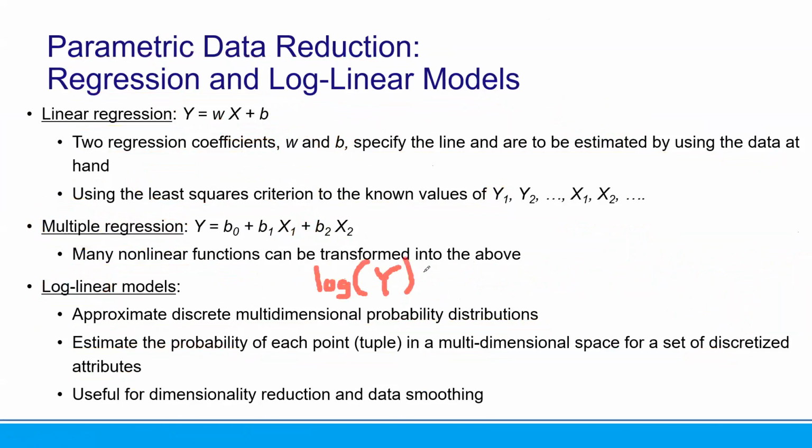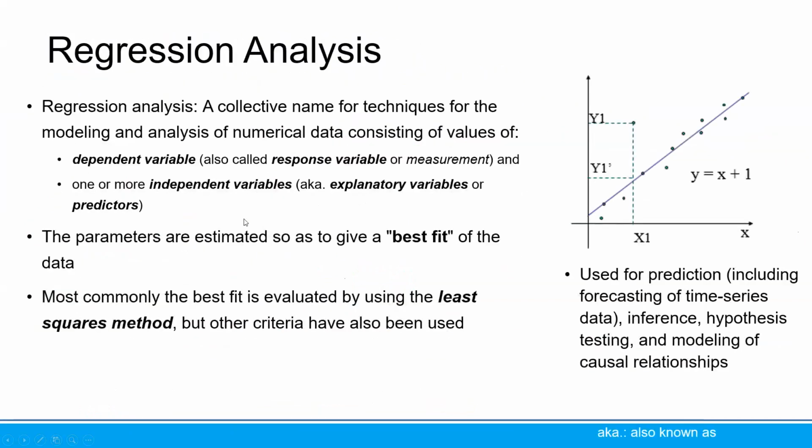So the y will be logged first before we make it as a target. It is useful for dimensionality reduction and data smoothing. Yeah, I just give you a review for this log linear. But the most important thing is the regression. People will use this regression to analyze two variables. Okay, now we have the simple regression.